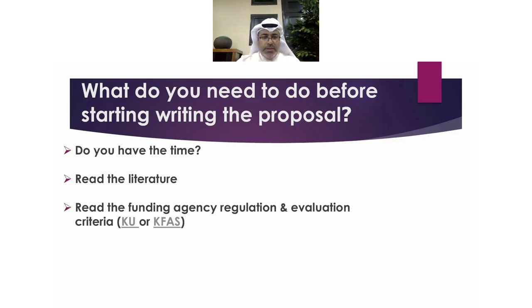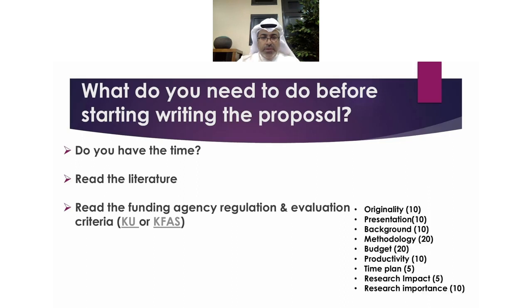This is an example of the criteria belonging to a KU project. They will ask the reviewer to evaluate the originality out of 10 marks, and to evaluate the presentation of your proposal, the background where you write about the project idea, the literature, and the gap in the literature. The methodology is very important, where you explain your experimental part, how you are going to achieve the goals. The budget is also very important, 20 marks.